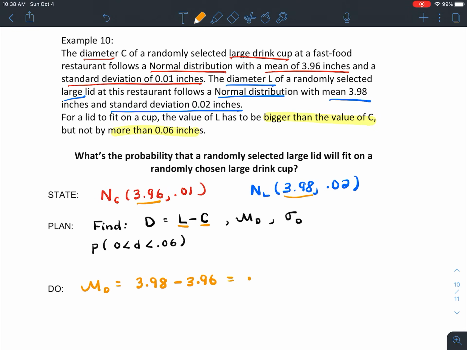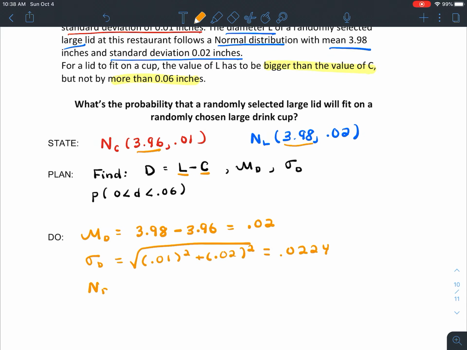So the new measure of center would be taking the lid center minus the cup center. I have to do this in the correct order here, so I'm doing this one minus that one. So the new center for the difference is 0.02. When we calculate the measure of spread, remember, even though we were subtracting the random variables, we still add their variances together. So I'm going to add together their variances, and then I will take the square root of that sum. That will give me the new standard deviation for the random variable D.